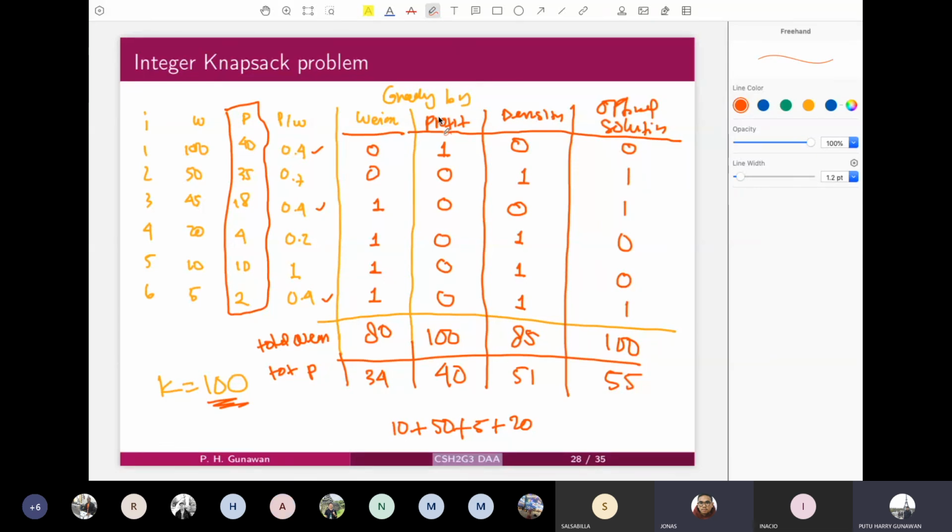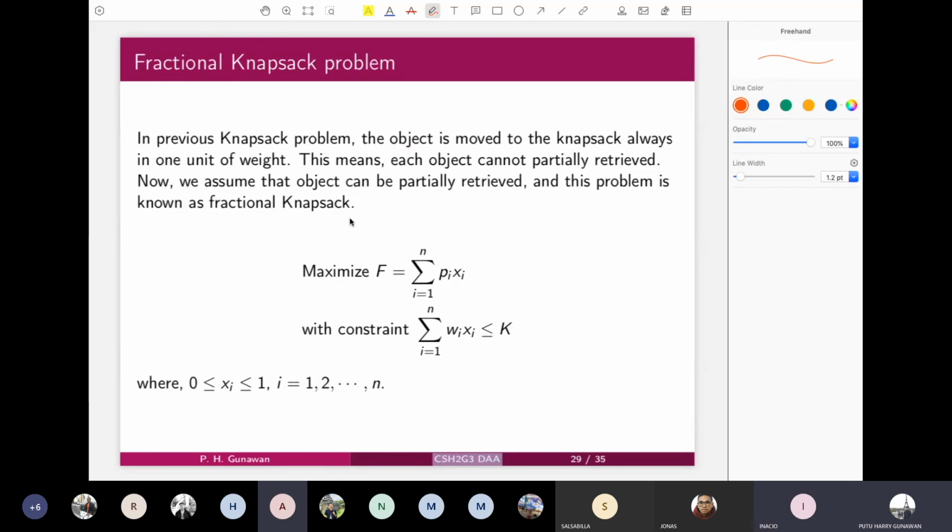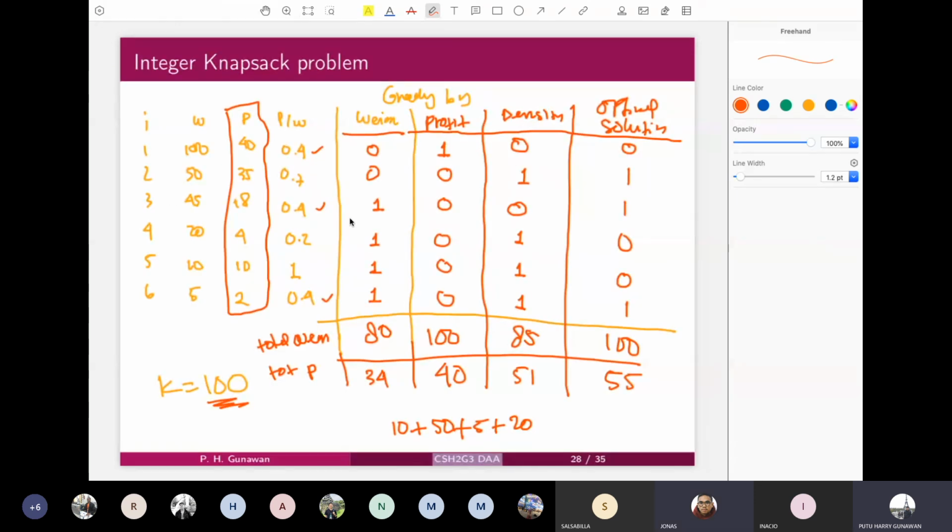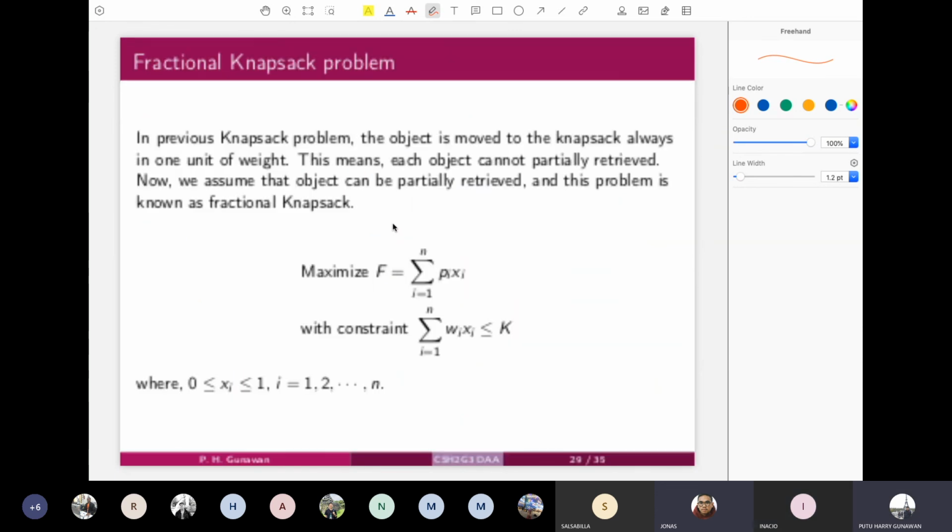Okay, so now we move to another topic. Previously we had the integer knapsack. In the integer knapsack, we choose only integers: 0, 1, 1, 1, 0. Now we move to the fractional knapsack, where we assume that the object can be partially selected.